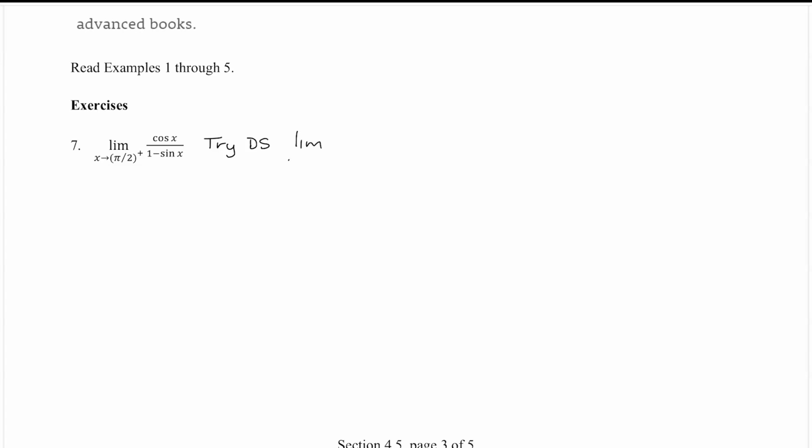So, of course, with any limit, as we learned in chapter 2, the first thing we're going to do is try direct substitution. So we have the limit as x approaches pi over 2 from the right of cos x over 1 minus sine x. So it's important to make sure you read that notation. The plus sign here means approach from the right.